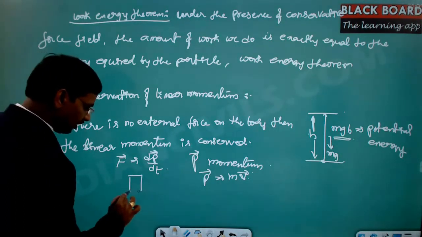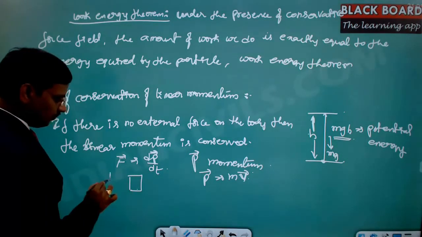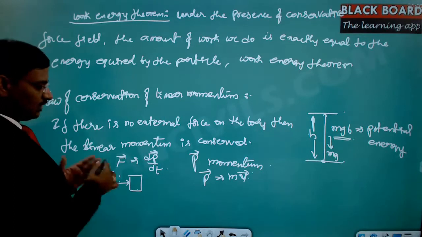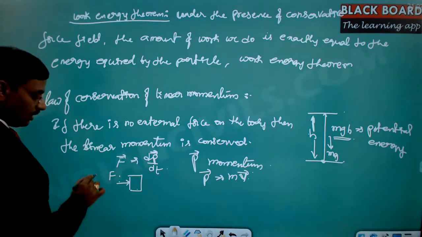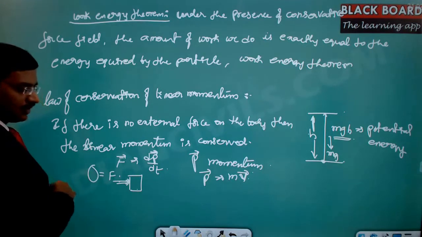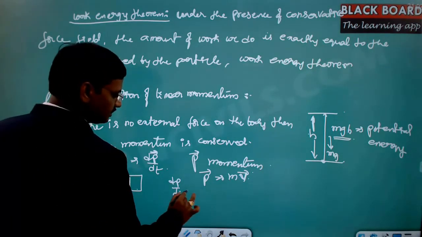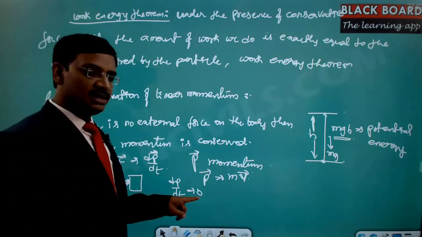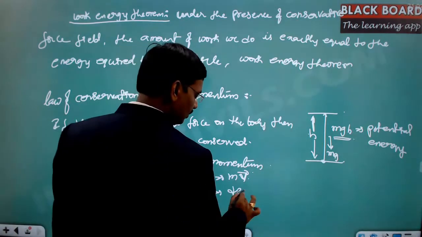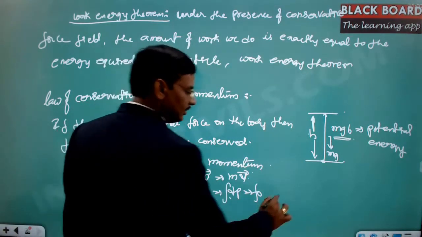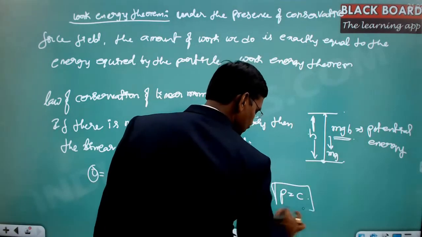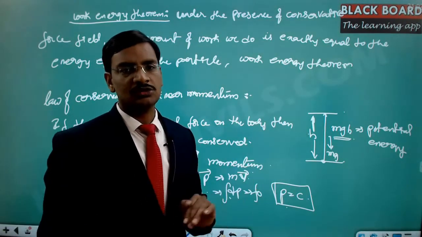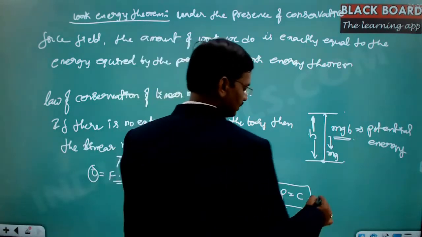Suppose there is a block of mass, and you try to apply a force on it, the acceleration it gets is given by dP by dt. So F is equal to dP by dt is the principle. Now if you don't have this force, if it is equal to zero, then dP by dt is equal to zero. By making the external force zero, you are making dP by dt equal to zero. It implies dP equals zero. Now if you integrate on either side, P is going to be a constant. So the magnitude of the momentum is going to be constant if there is no external force. Hence this is called the law of conservation of linear momentum.